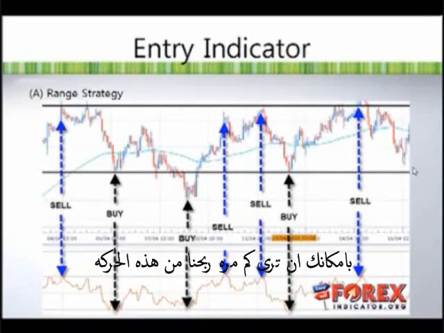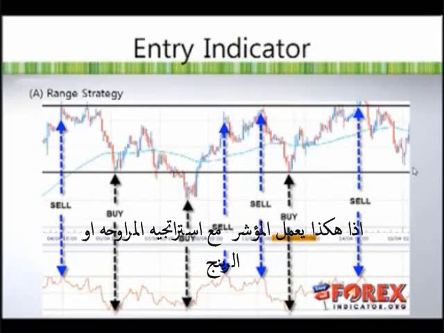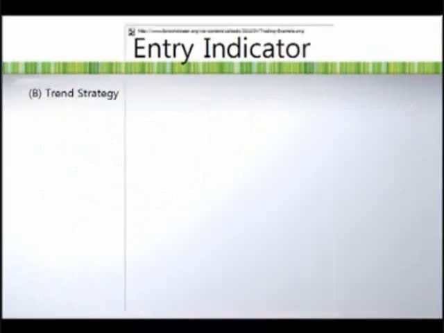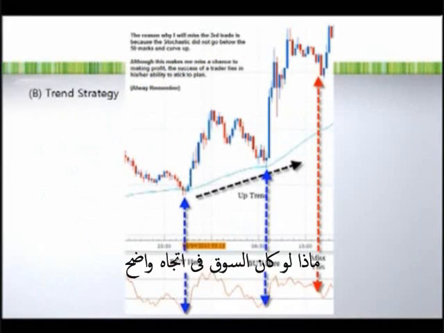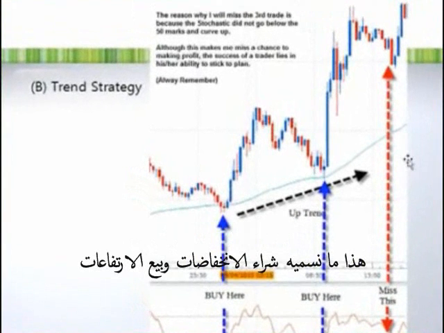And it works especially well in the ranging market. Okay, this is how you use the RSI indicator in a range strategy. And next we shall go through what if you are in a trending market. Okay, and this is how you use the RSI indicator. Same here. This is what we call buy the dips and sell the rally.